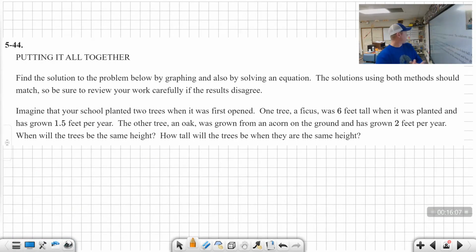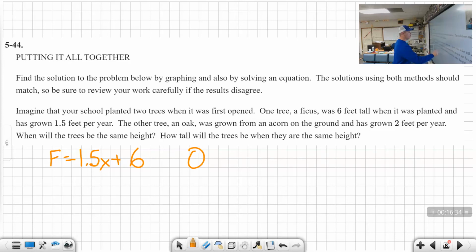Okay, last problem for today. We're going to put it together and we're going to go ahead and solve the rest of this problem. Imagine that your school planted 2 trees when it was first opened. One tree, a ficus, was 6 feet tall when it was planted. The ficus was 6 feet tall and has grown 1.5 feet per year.